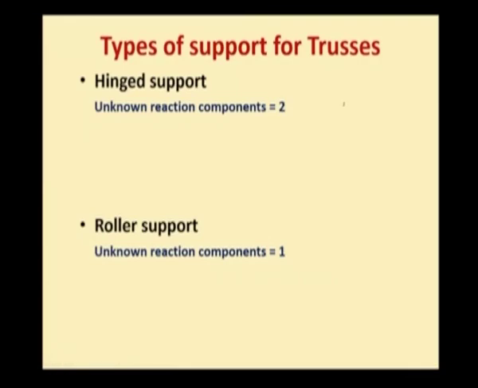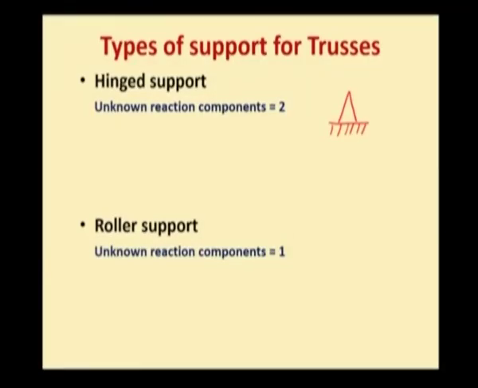The next type of support is hinged support. Hinged support is represented like this: a triangle resting on its base. At the apex of the triangle, we will be putting a dot. This dot represents the hinged end or hinged support. Once again, this hinged support allows rotation, and hence moment will be 0. So, the 2 unknown reaction components are the vertical reaction component V and the horizontal reaction component H.